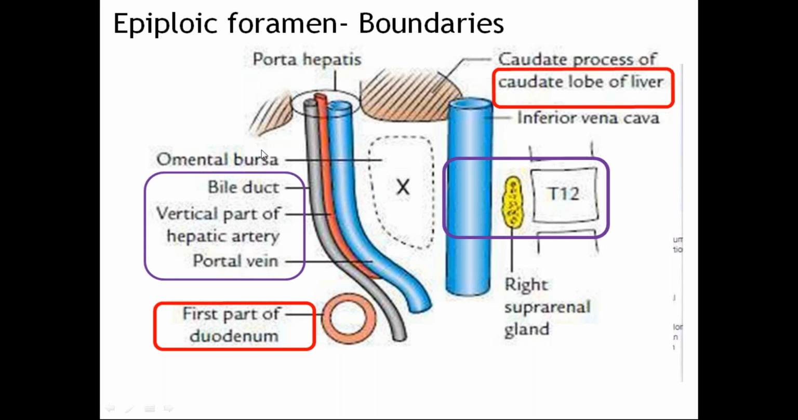Now actually the epiploic foramen is here, it is like this. Now the anterior boundary is formed by the right free margin of lesser omentum, which consists of bile duct, hepatic artery, and portal vein. The posterior boundary is formed by the inferior vena cava, right suprarenal gland, and T12 vertebra. Superiorly, it is bounded by the caudate process of the caudate lobe of liver. Inferiorly, it is bounded by the first part of the duodenum.